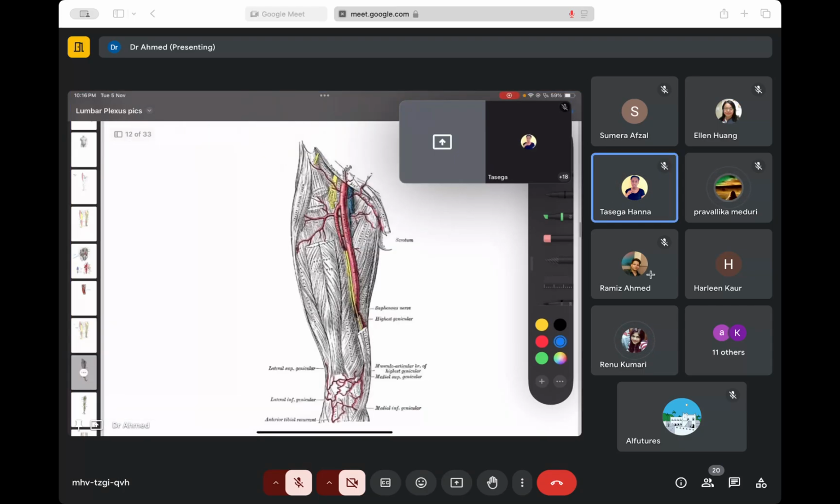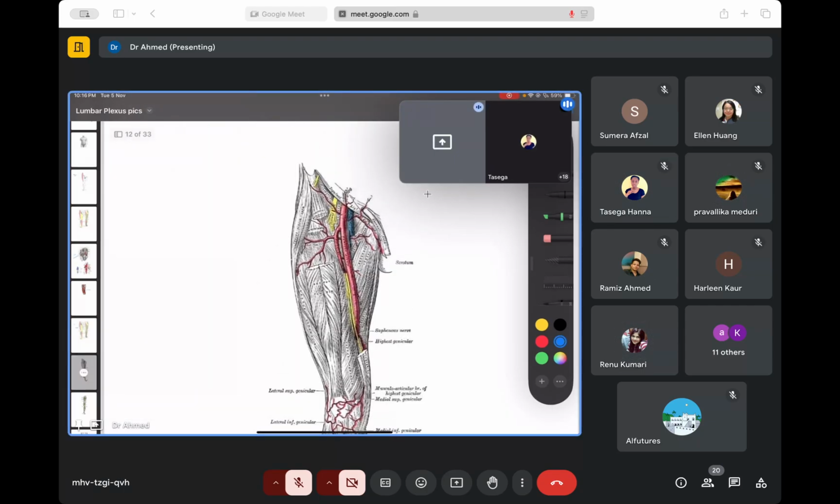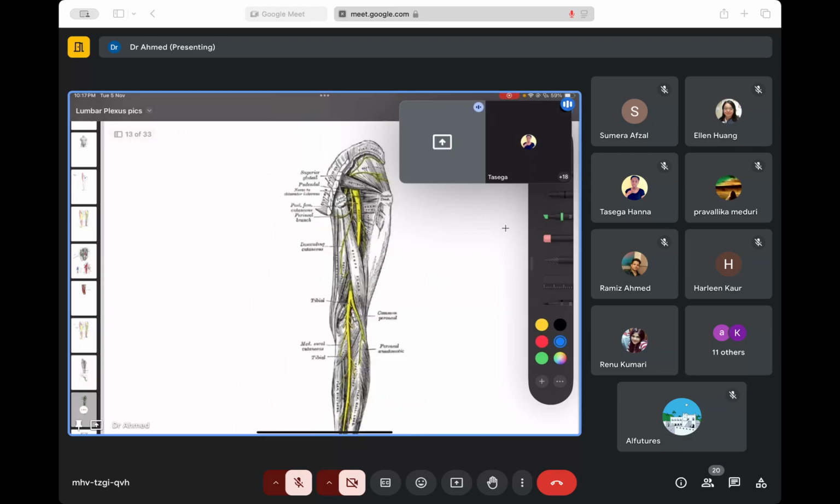Here you can see this is your nerve, your artery, your vein, and some lymph nodes. Lateral to the artery, by palpating your artery, you can just block off this nerve.